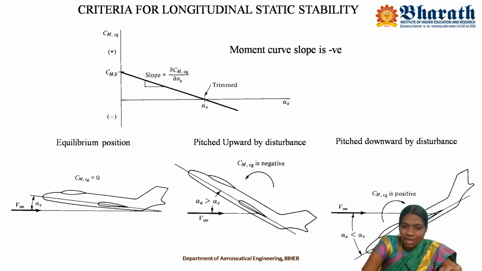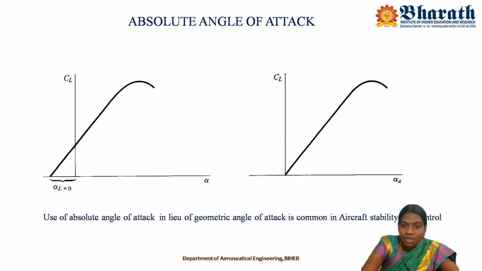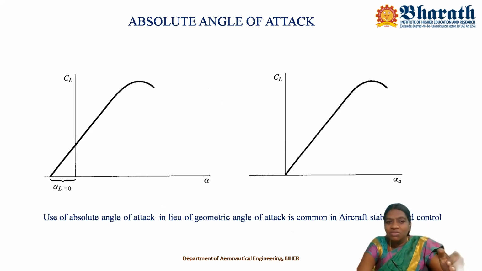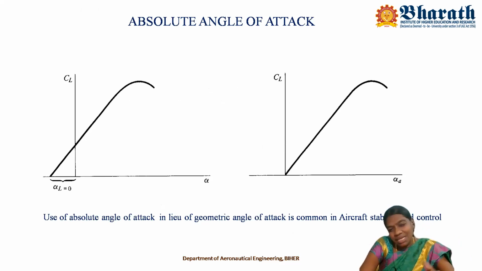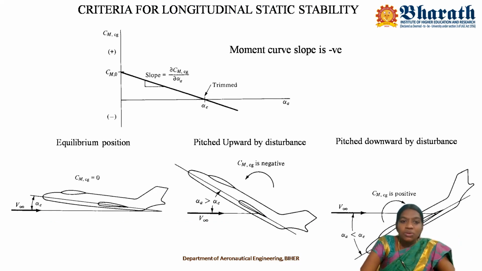What does this naught indicate? When alpha A is equal to 0, what happens to the lift? Lift is equal to 0. Yes, so look into this figure. At zero absolute angle, CL is equal to 0. When we compare this with the CMCG versus alpha plot, this zero lift angle of attack will play an important role. That's the reason why they have chosen the absolute angle of attack instead of the geometric angle of attack.